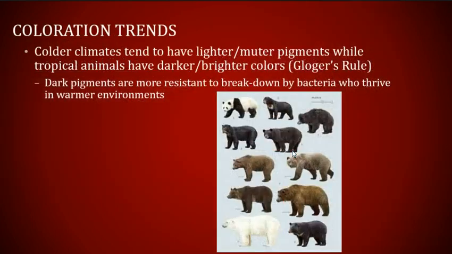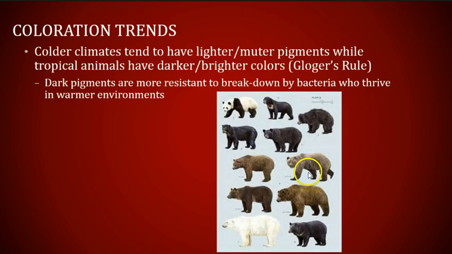Okay, now it turns out that colder climates tend to have lighter, muter pigments, while tropical animals have darker, brighter colors, and this is Gloger's rule. It turns out that we think that dark pigments are really more resistant to breakdown by bacteria, and bacteria tend to thrive in warmer environments. So it's a combination of two things. Even when you have a nice, snowy environment, you're going to want to be white.